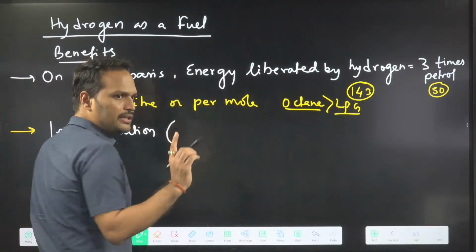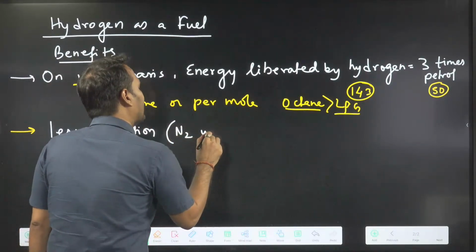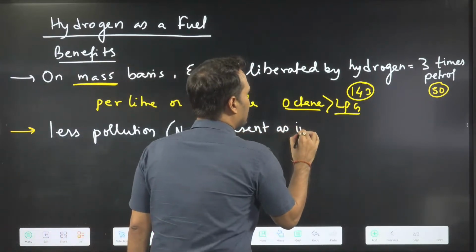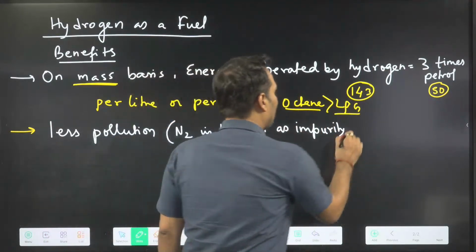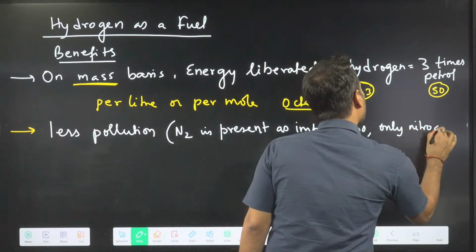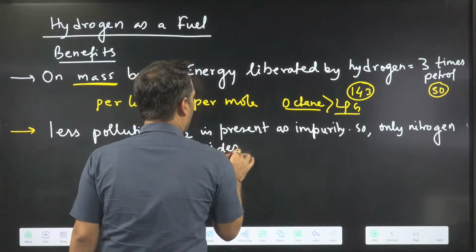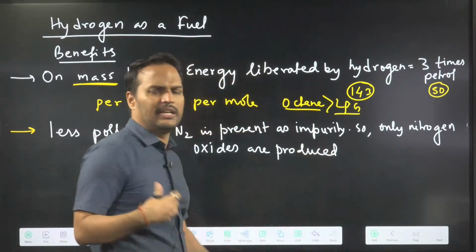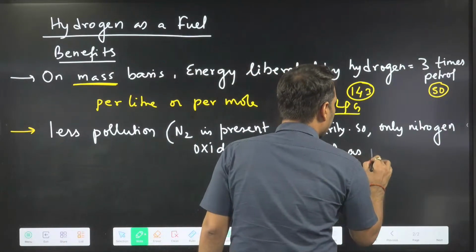They are saying like this, listen carefully to this point. Only nitrogen is present as impurity. So what will happen? Only nitrogen oxides are present as pollutant. Nitrogen oxides means what? You can say anything: NO, NO2, N2O, like this. Nitrogen oxides are produced as a pollutant.